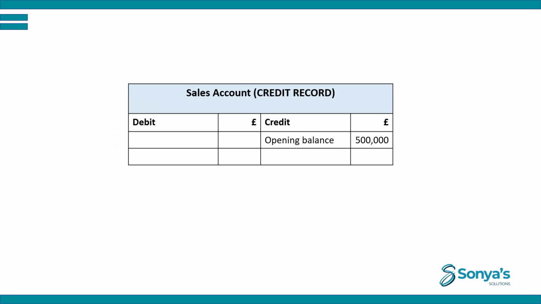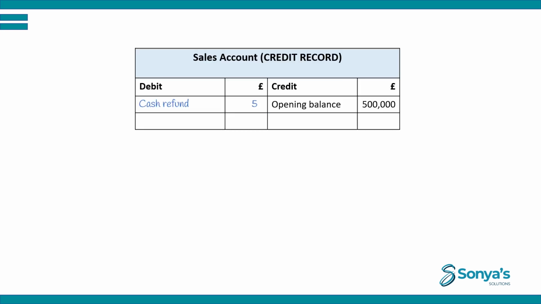You've learned that the sales account is an income account and a credit record, so the opening balance is on the credit side. To reduce the balance on an income account, we make an entry on the debit side. So the refund is recorded as a debit. This gives the account balance we are expecting, £499,995. It's perfectly acceptable to account for returns like that.